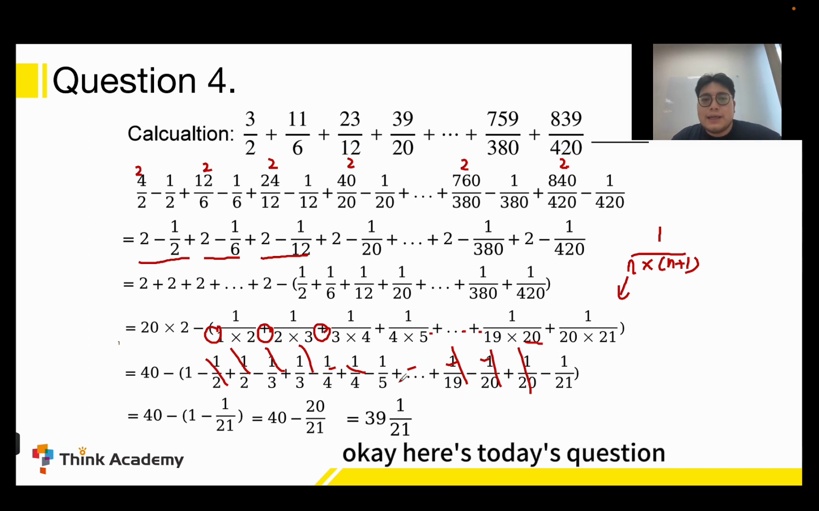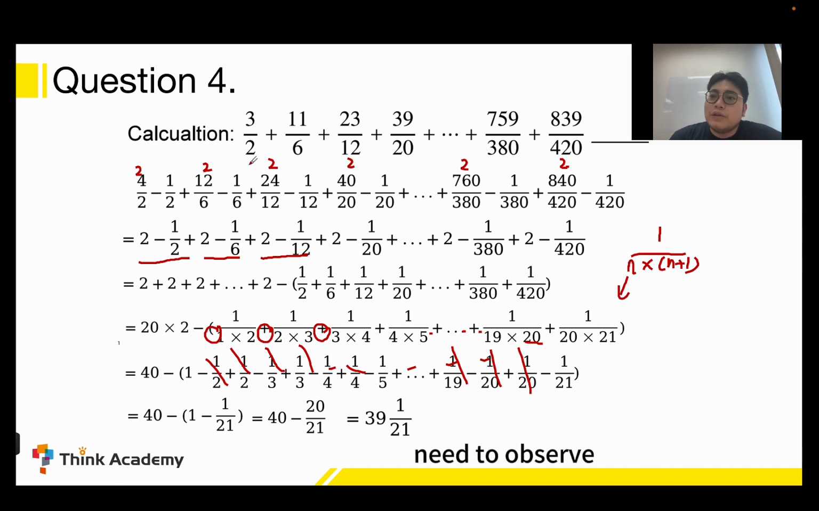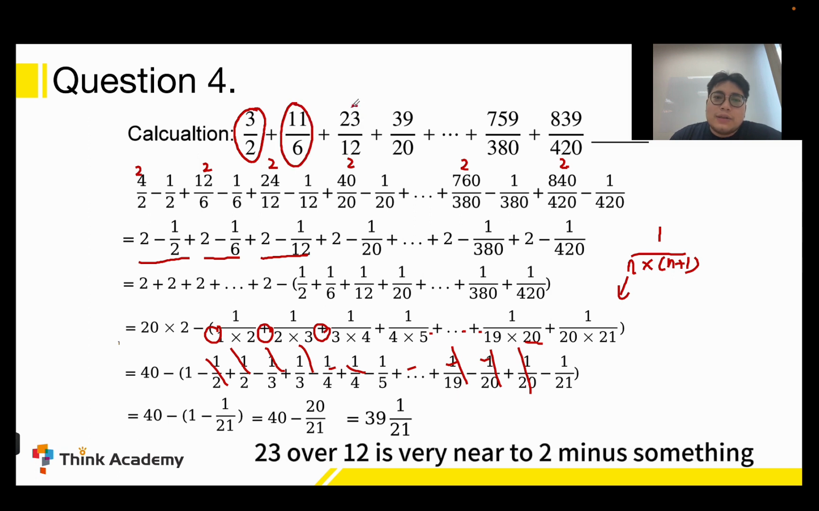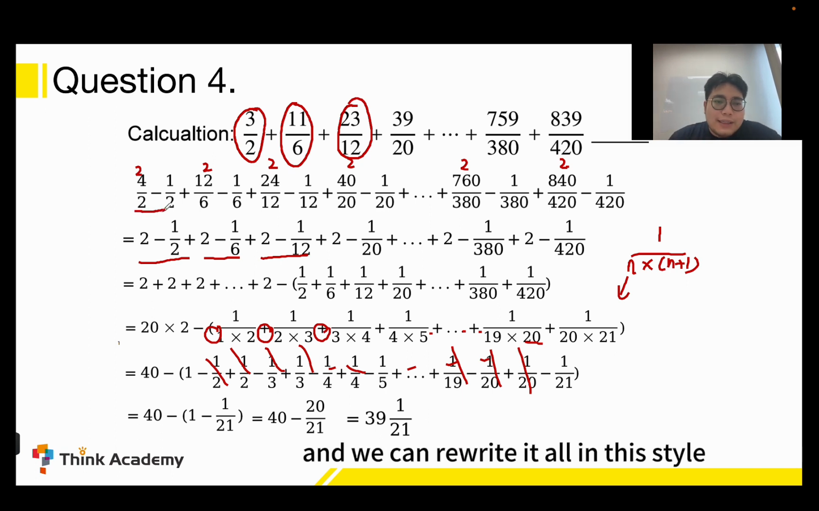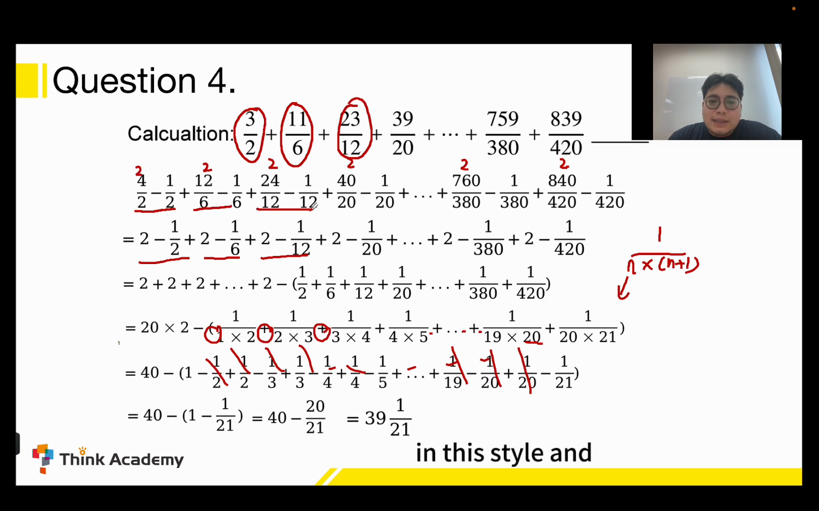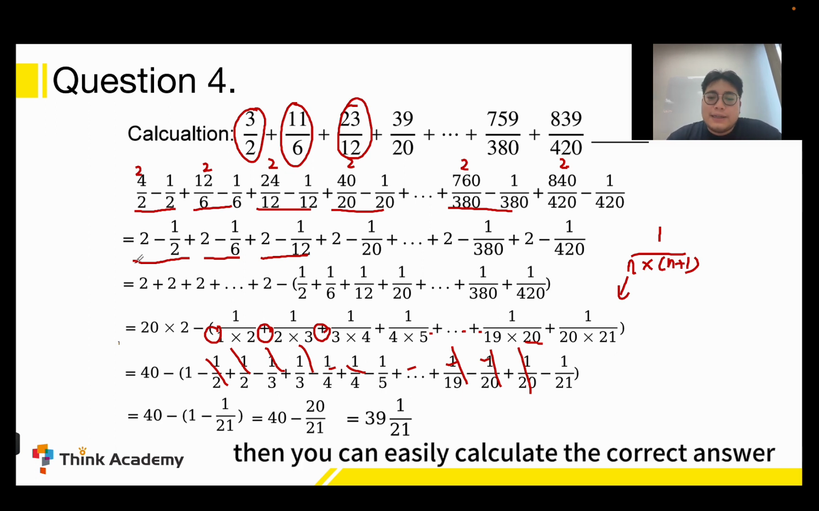Okay, here's today's question. And this one is very easy because you just need to observe 3 over 2, 11 over 6, 23 over 12 is very near to 2 minus something, 1 over something. And we can rewrite it all in this style, and find out the pattern. After that, use the method of difference. Then you can easily calculate the correct answer.